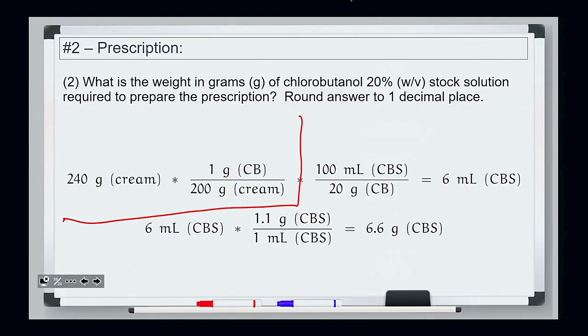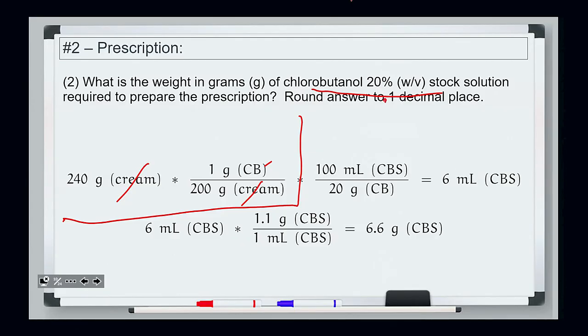Since it's a weight per weight, the weight of the drug per the weight of a cream, then it's grams per gram. So I would argue a 1 to 200 means 1 gram of my drug chlorbutanol for every 200 grams of my cream. Now, if I know how much cream I'm multiplying by, I can just cancel that out. So basically 240 divided by 200 gives me grams of chlorbutanol. This question is made more difficult since the source of my drug is not a pure drug powder, it's a 20% weight per volume solution.